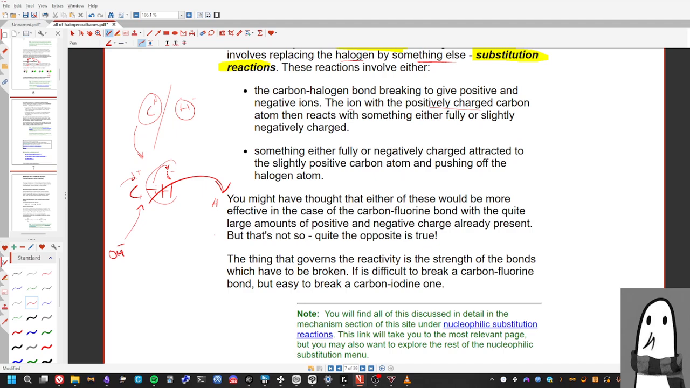What they mean by this is that, honestly, do I know what they mean by this? You might have thought that either of these would be more effective, as in one is more effective than the other. But that's not so. Quite the opposite is true. The only thing that governs the reactivity is the strength of the bonds which have to be broken. I think what they're trying to say here is you might think that this will make the thing more reactive than this, but in reality, the only thing that will determine the reactivity is the strength of the bonds and how easy it is to break them. The easier it is, the more reactive it's going to be.